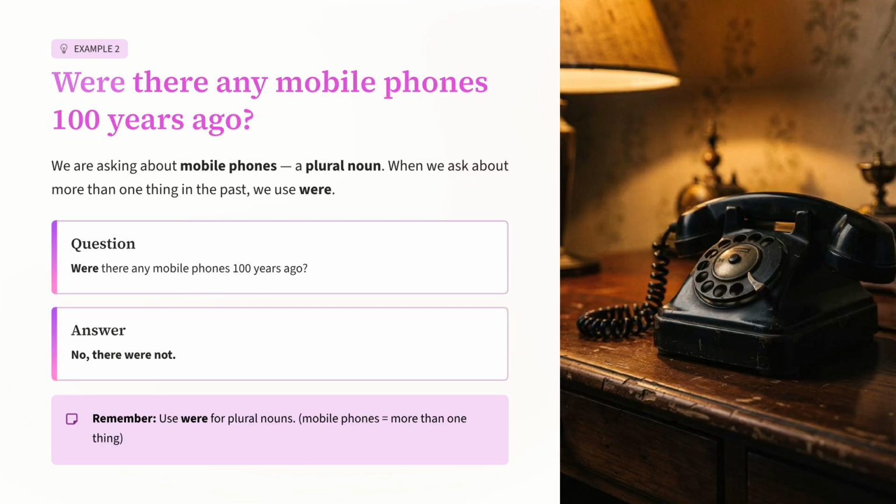Example 2. Were there any mobile phones 100 years ago? Mobile phones is a plural noun. When we talk about more than one thing in the past, we use were. Answer: No, there were not. Remember, use were for plural nouns.